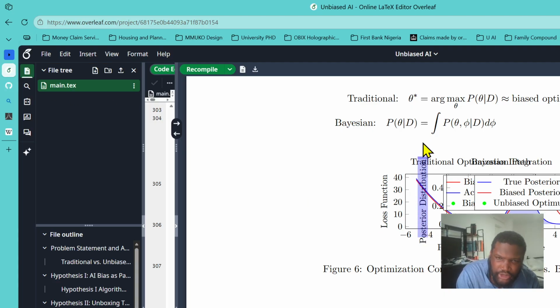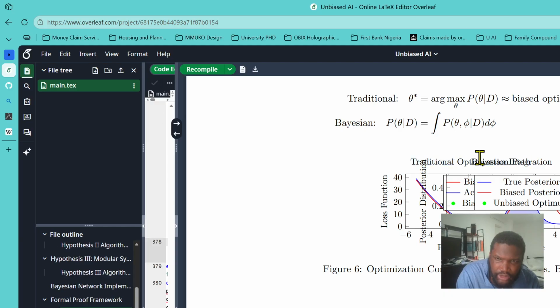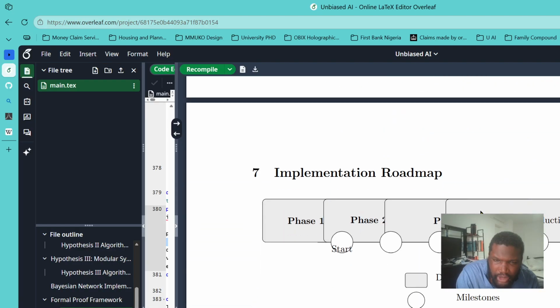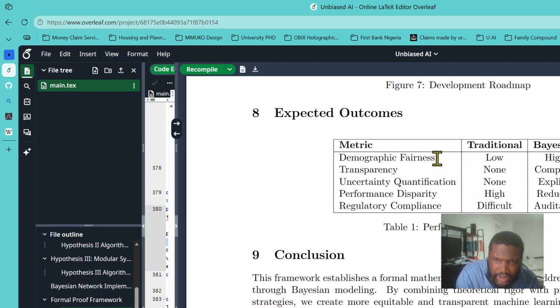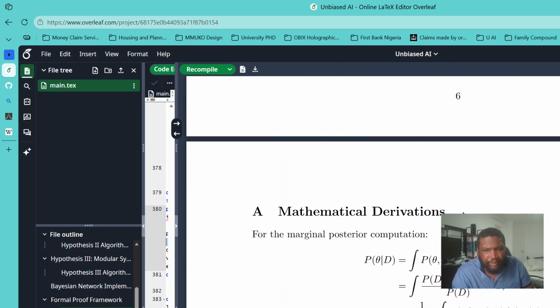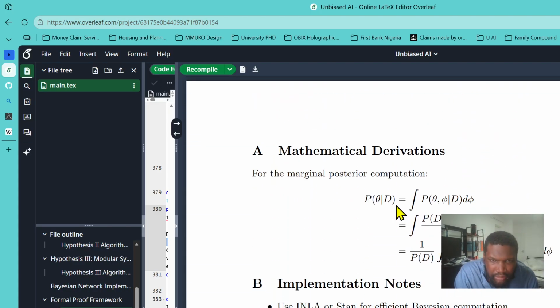It's a prior distribution. It's a traditional optimum. It's a Bayesian integration, and you have the price here. So you have optimized traditional price. We have demographic fairness, but this is the formal proof for the system. So this is for the marginal procedure.